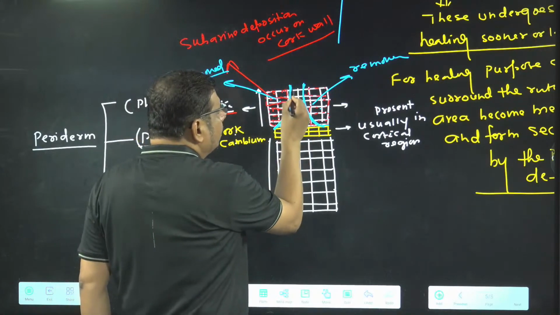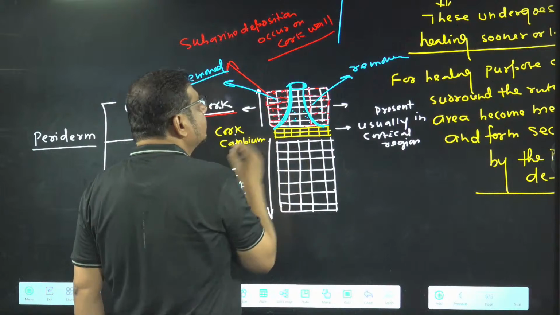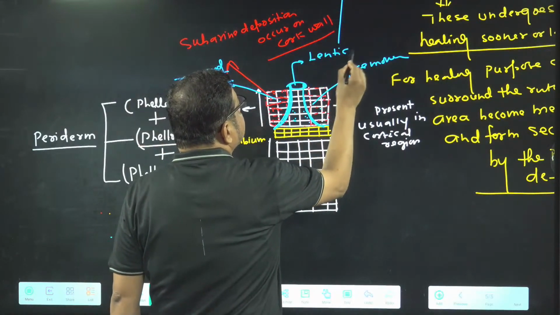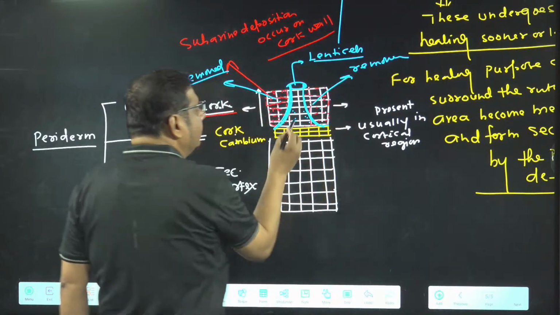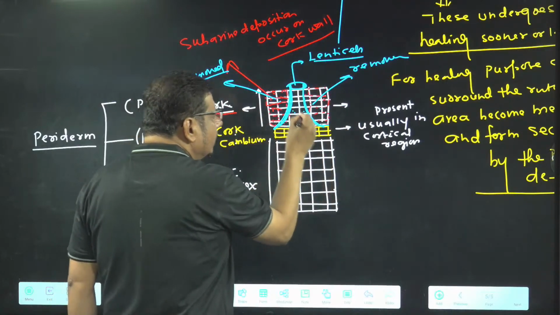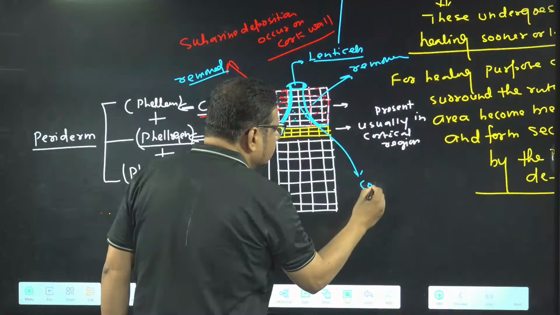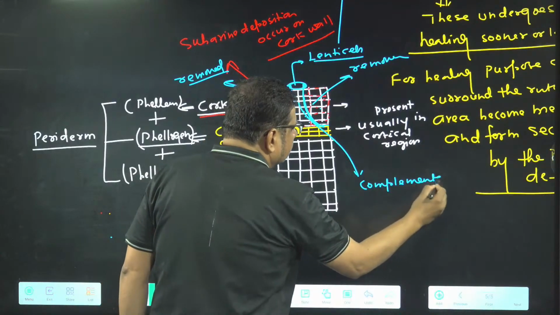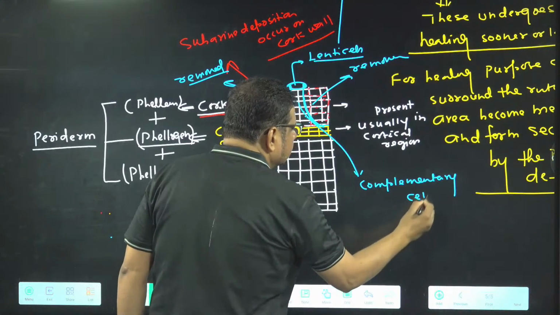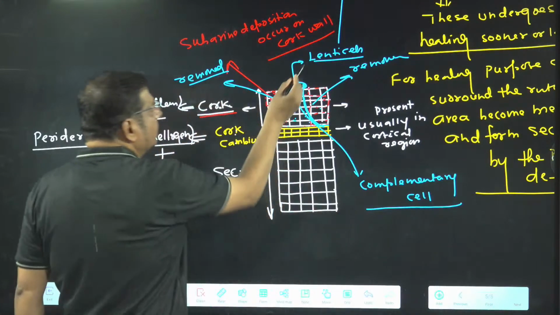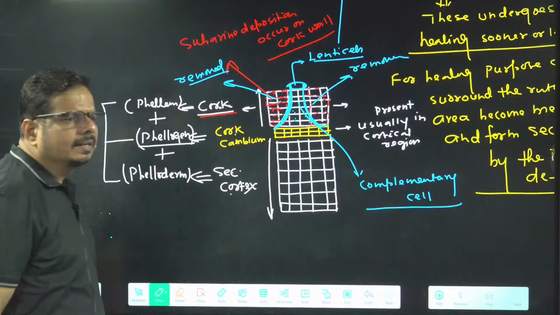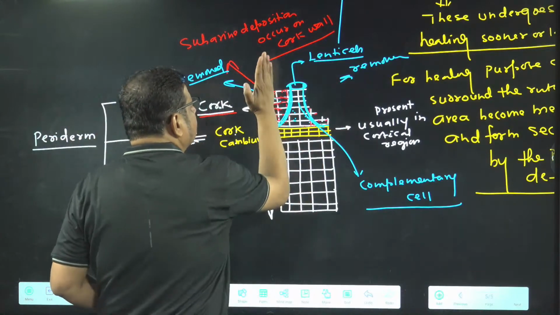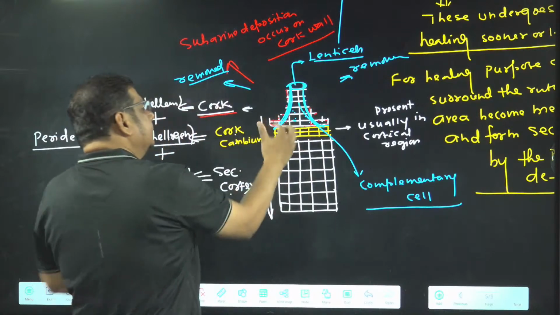So here you are finding a lens shape opening is forming. And this lens shape opening is called what? Lenticels. And the cell below the lens shape opening is called the complementary cell. So these lenticels perform gaseous exchange through these complementary cells. And now this part is not there. This part is removed.